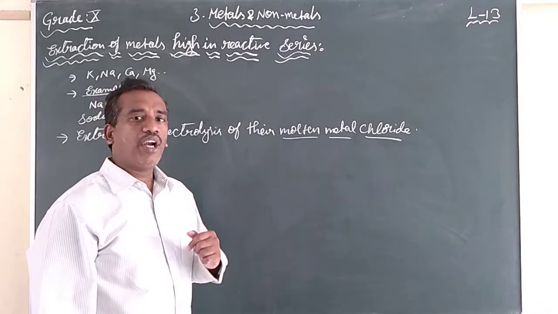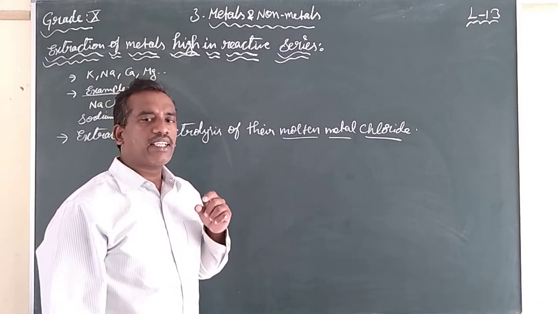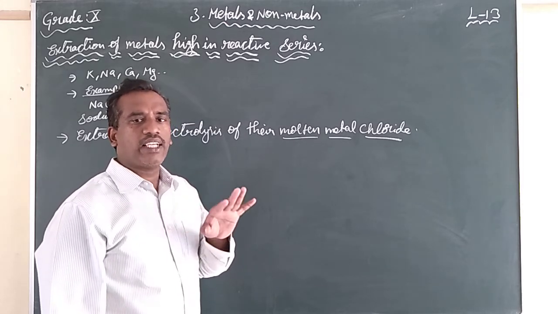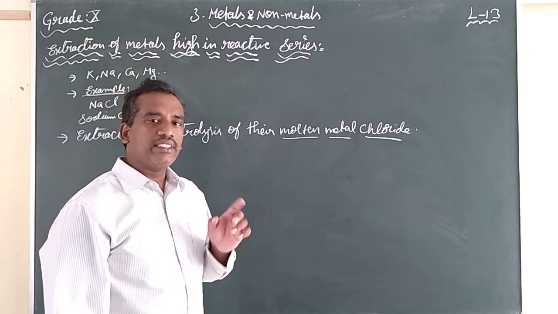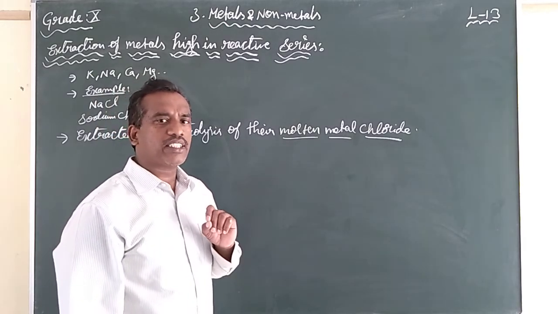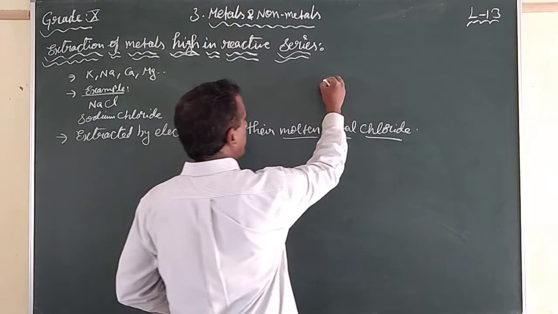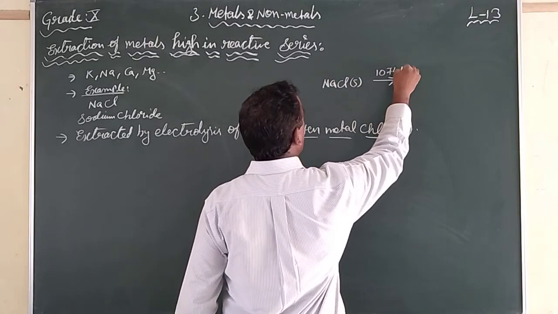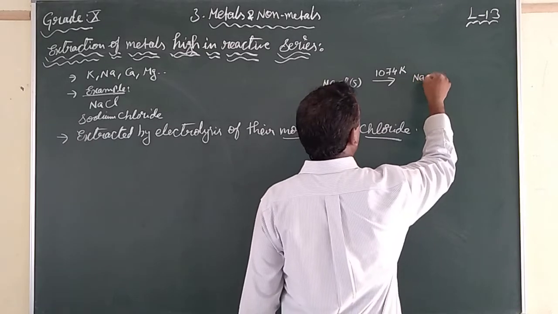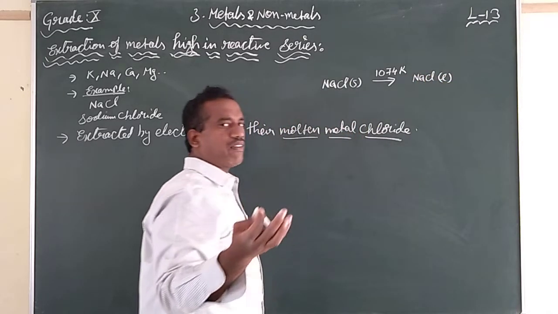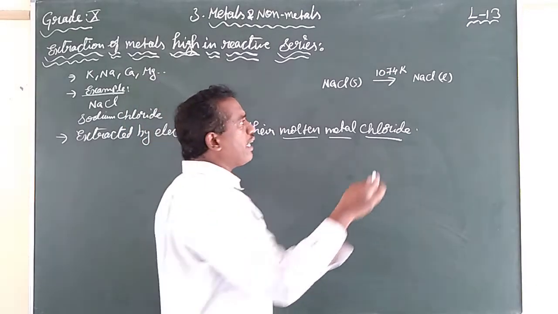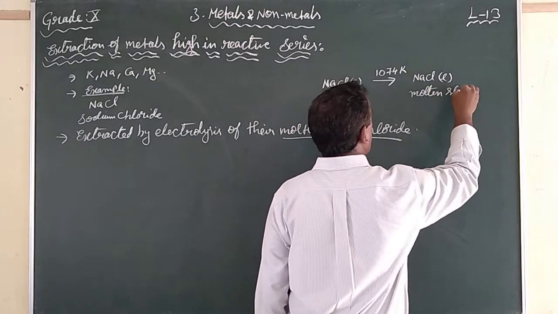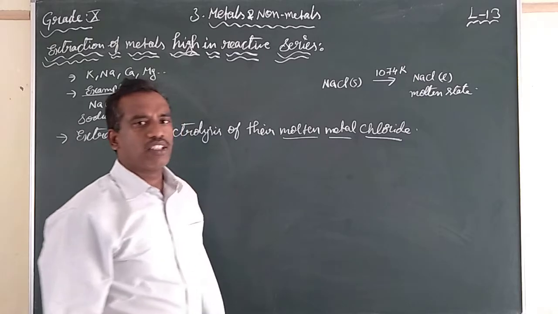Last time we had discussed the electrical properties of ionic compounds. Ionic compounds in their solid state do not conduct electricity, but in their molten state they do conduct electricity. What is meant by molten state? If you heat solid sodium chloride at a very high temperature, around 1074 Kelvin, it converts into liquid sodium chloride. There is no water there, it is sodium chloride liquid. The liquid form of the solid is called the molten state.